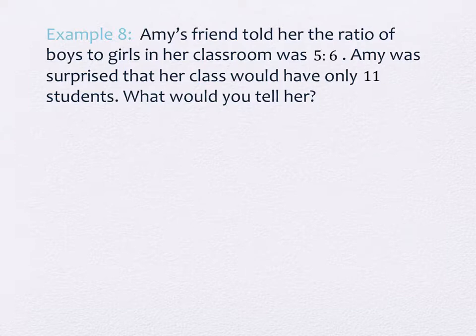Example 8. We have Amy. Amy's friend told her that the ratio of boys to girls in her classroom was 5 to 6. Amy was surprised that her class would have only 11 students. What would you tell her? Let's assume it's a traditional classroom. In some classes, 11 students might be completely reasonable, but the way the problem is questioning it makes it sound like that's not reasonable in her world. So what would you tell Amy?